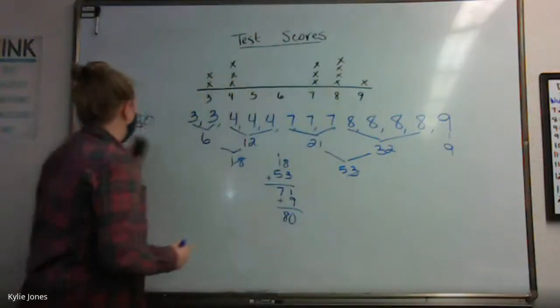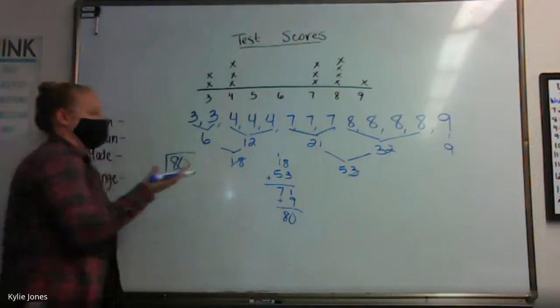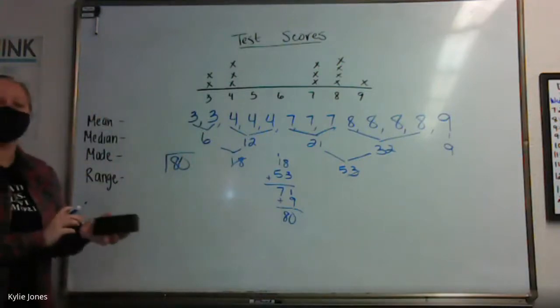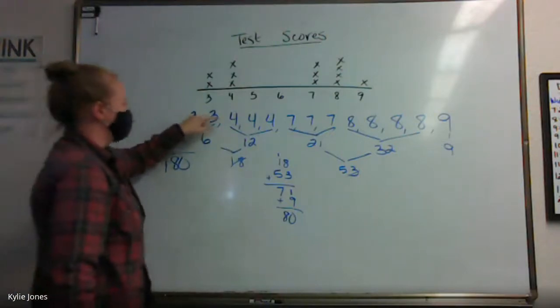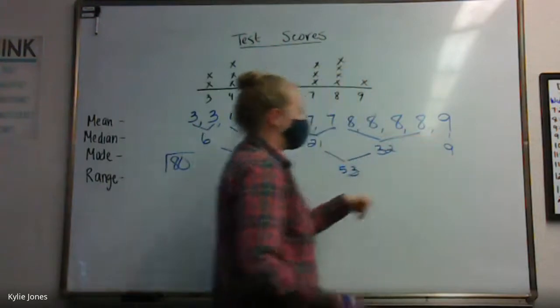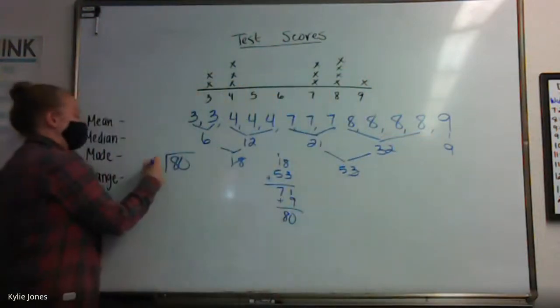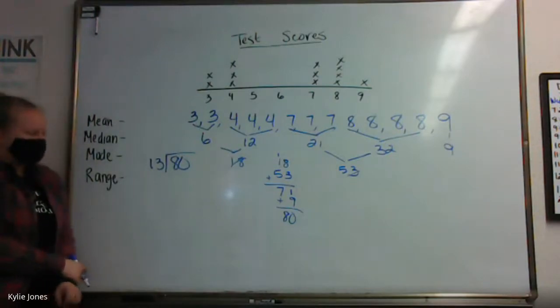Okay, so we gotta divide 80. Divided by what? 13. Why 13? Because there's 13 numbers. Good. There's 1, 2, 3, 4, 5, 6, 7, 8, 9, 10, 11, 12. Good. 13 numbers. 80 divided by 13. I don't know what that is. We got to do some math here.